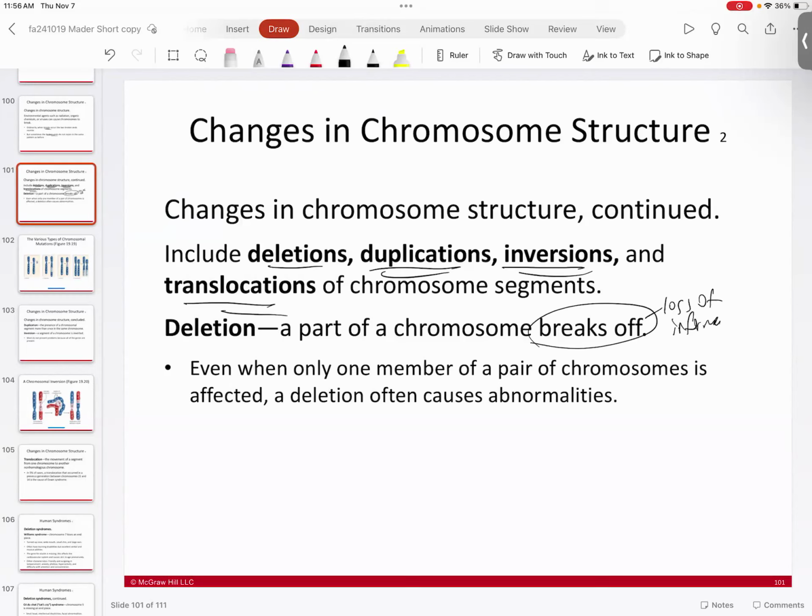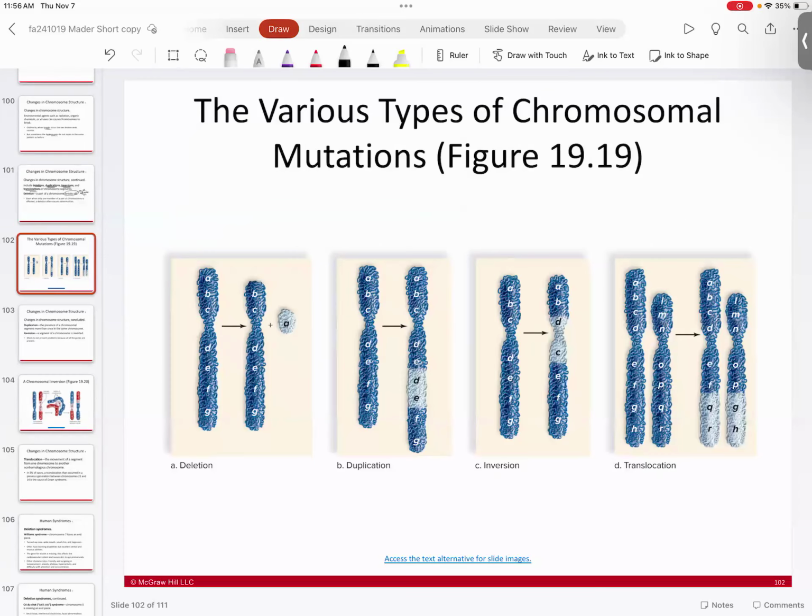So you lose some information. If you lose genes in there, then they're gone. And that could be a very bad thing. And so here's an example of a deletion. So we have a chromosome A, B, C, D, E, F, G. In this case, we're going to delete A. So A should have been right here, but it's gone now. So it's deleted. So that's a deletion.